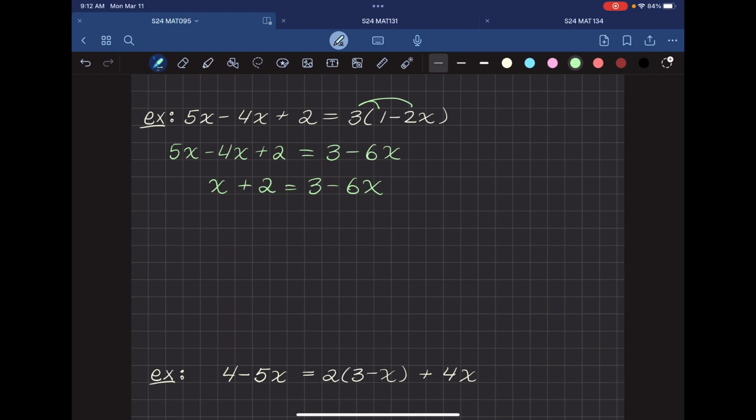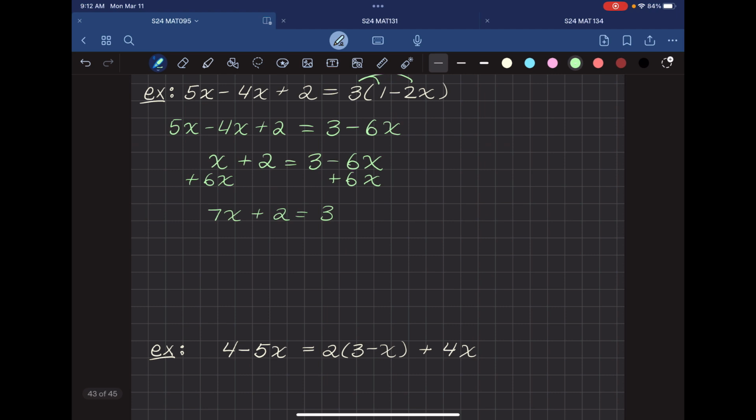And then we're going to move our variable to one side. That could either be subtracting x from both sides or adding 6x to both sides. I'm personally going to add the 6x. So we end up getting 7x plus 2 is equal to 3. And now we have a two-step equation to solve. So we can subtract 2 from both sides. We get 7x is equal to 1. And then we can divide both sides by 7. And we end up getting x is equal to 1/7.